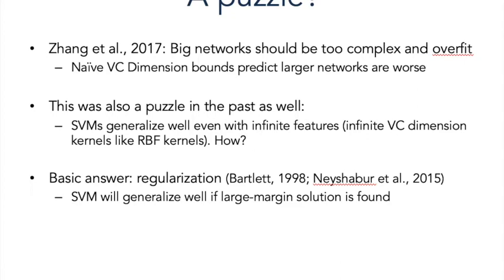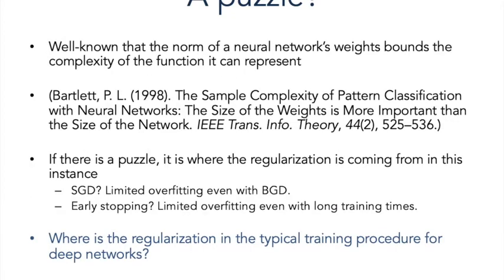We know that the norm of the neural network's weights bounds the complexity of the function it can represent. And so again, if you can regularize the norm of those weights, then you would be justified in thinking you generalize. So if there is a puzzle, it's really this question. It's where is the regularization coming from in the typical training procedure that we use in neural networks?